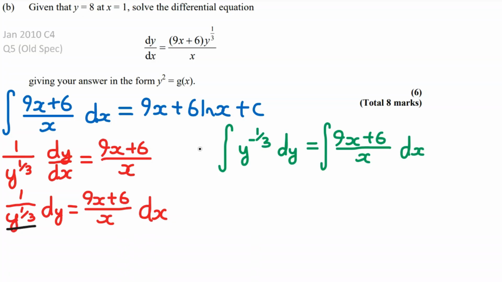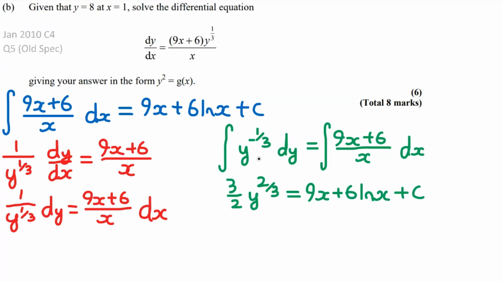Now I've written this here as y to the power of minus 1 over 3, because remember, when you have 1 over something, remember your indices laws, you can write this as a minus power. So we can write this as y to the power of minus 1 over 3, and this is easier to integrate. So we'll start with this. When you integrate this, this is just year 1 integration. This power goes up by 1, so it's going to be to the power of 2 over 3 now, and we also divide by this power, so it's going to be 3 over 2. And then if we focus on this side, this is what we figured out in part A, this integral of 9x plus 6 over x is equal to 9x plus 6 natural log of x, and then the plus c.